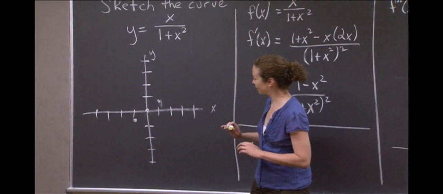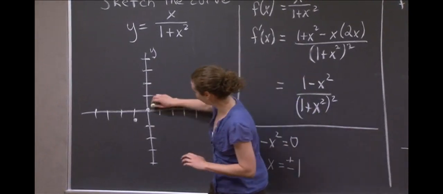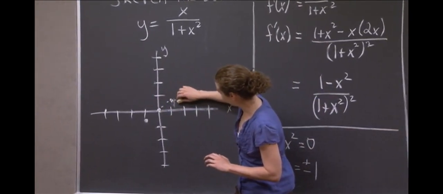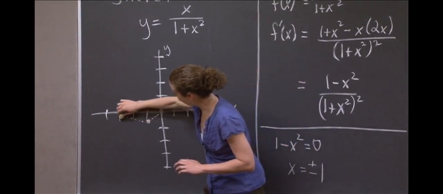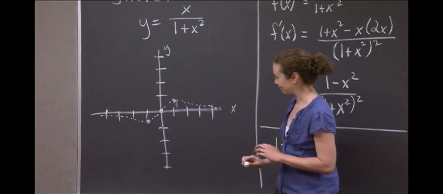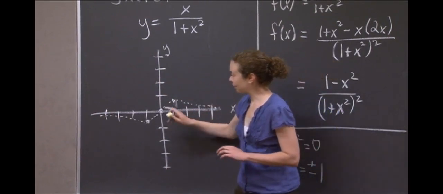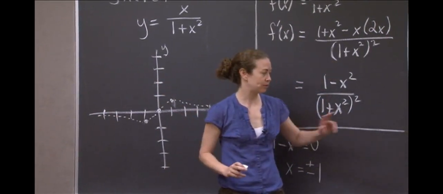But let me draw a rough sketch of what's happening. Very roughly, we know we're going up, and then we're going down. We're going down here, and then we have to go back up because of the end behavior. So we have 3 inflection points. This is what I want to point out. We have 3 inflection points.